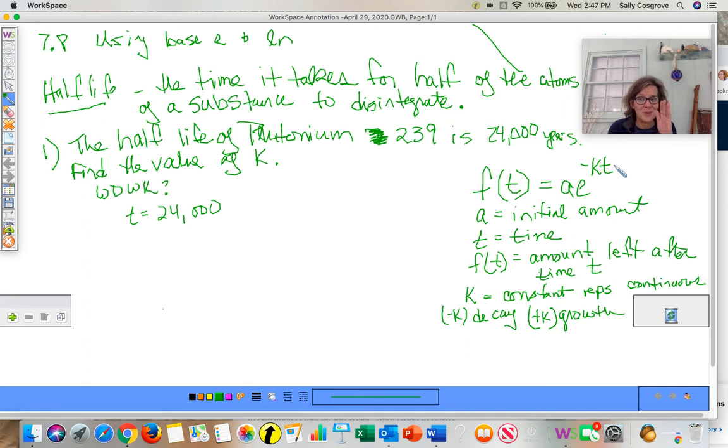Well, really, you know more than that. All right, so what do they not tell you? A. What else do they not tell you? F of T. Okay. What are we trying to find out? K. So that means this problem is expecting us to know A and F of T. It's expecting us to know that.